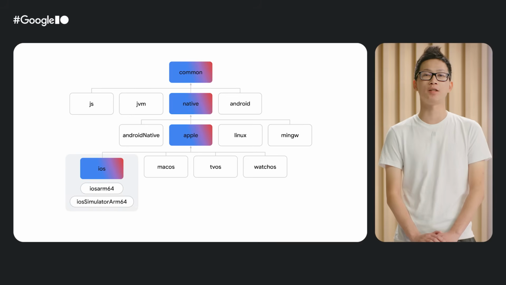It turns out that sharing sources this way is a common pattern. So the Kotlin Gradle plugin creates shared source sets for you by default. Pictured here is the dependency tree of shared source sets that are configured for you, with source sets used to compile to iOS highlighted. As an example, iOS, as its name suggests, is for shared sources across all iOS targets, and common is the root source set that is shared across all declared targets.